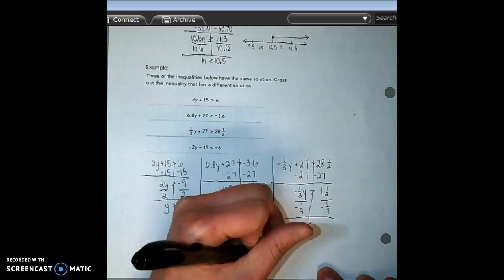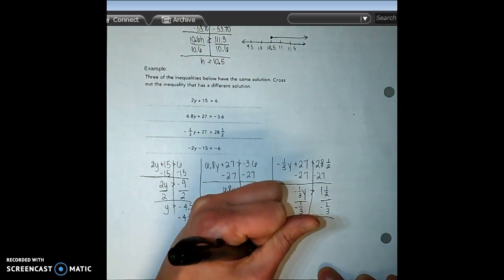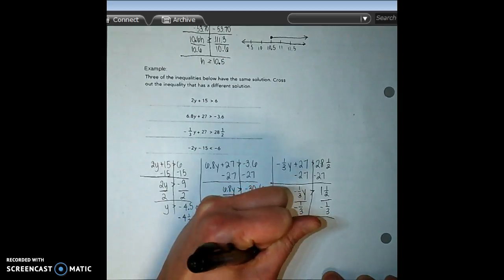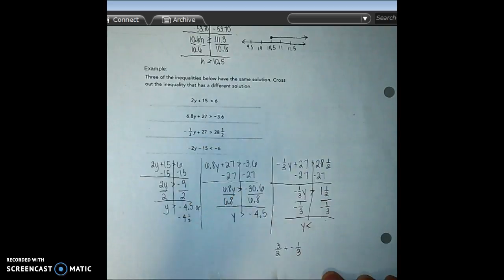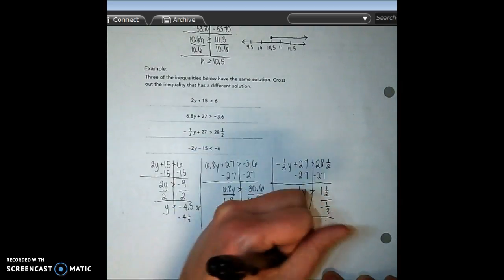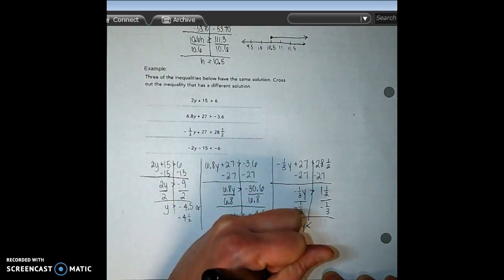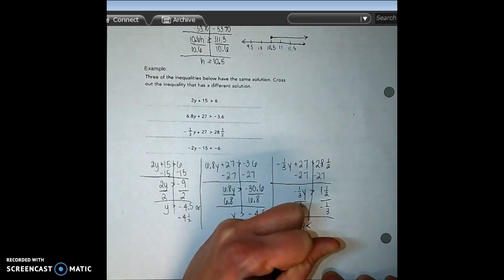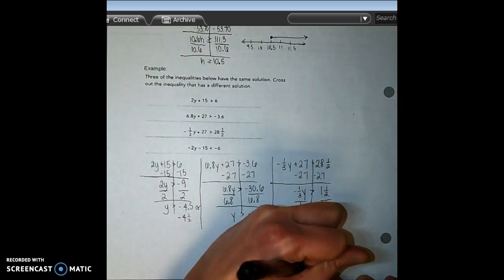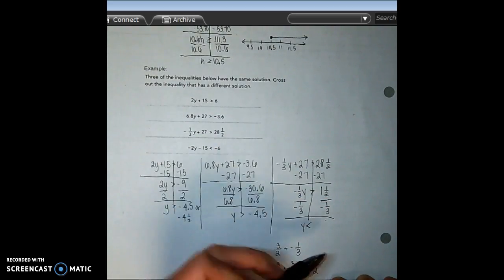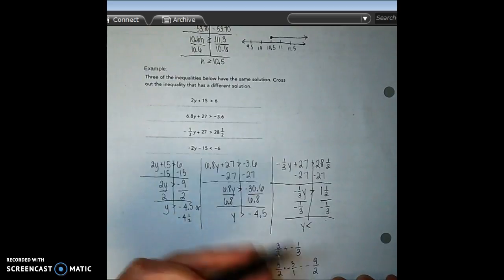Now we need to do that kind of off to the side. So 1.5 is the same thing as 3/2, and I'm dividing that by negative 1/3. So when I divide, that's the same as doing keep, multiply, flip. Now there's nothing that cancels out here, so I just multiply across the top and across the bottom. And a positive times a negative will give me a negative, so I get negative 9/2. And negative 9/2 becomes negative 4.5.